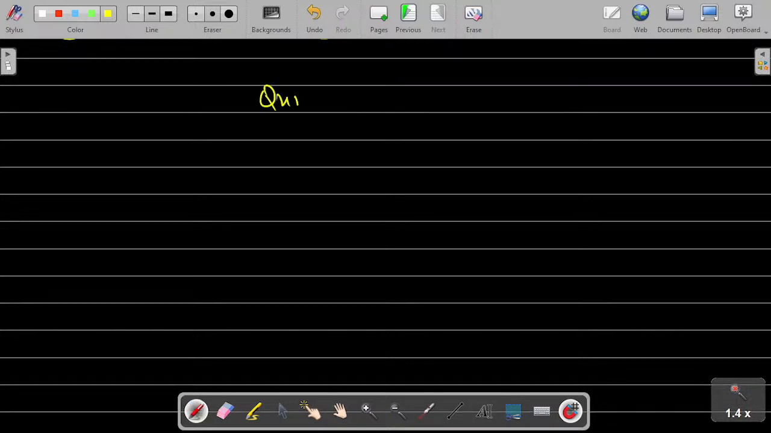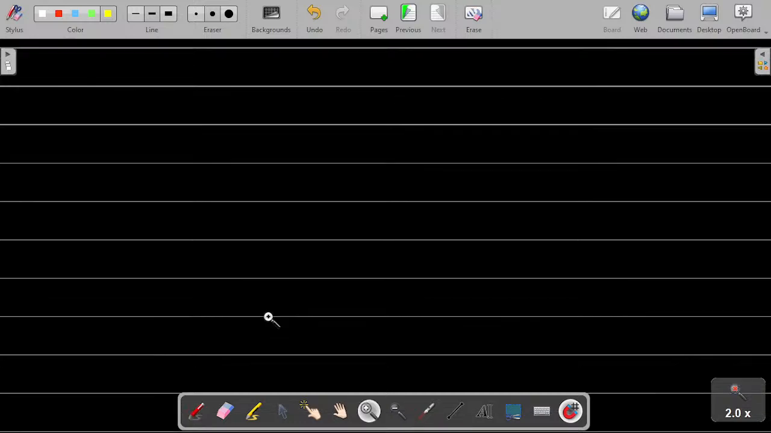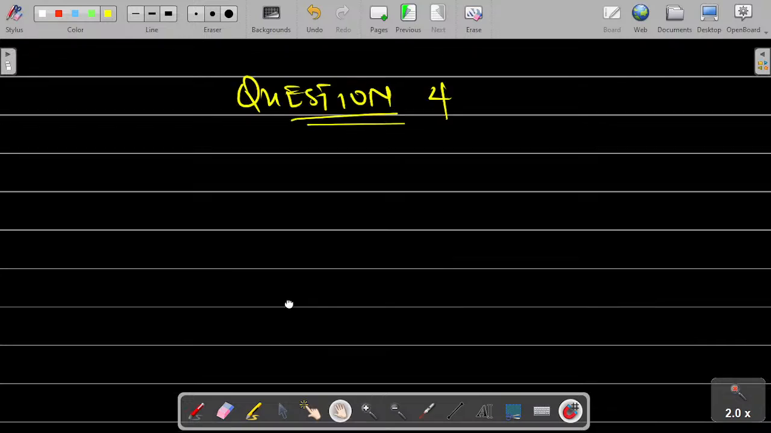Oh, this exercise is beautiful and plenty. Okay, so there is a question 4. So let's quickly look at that. All right. Let me increase this a bit again.